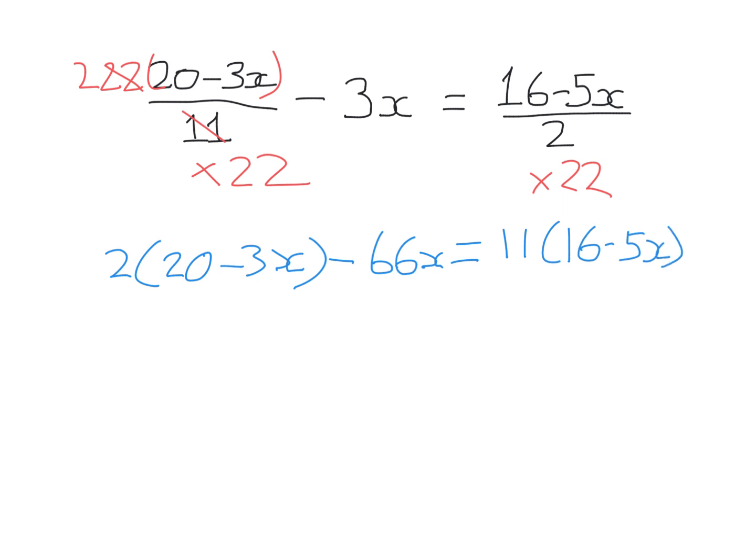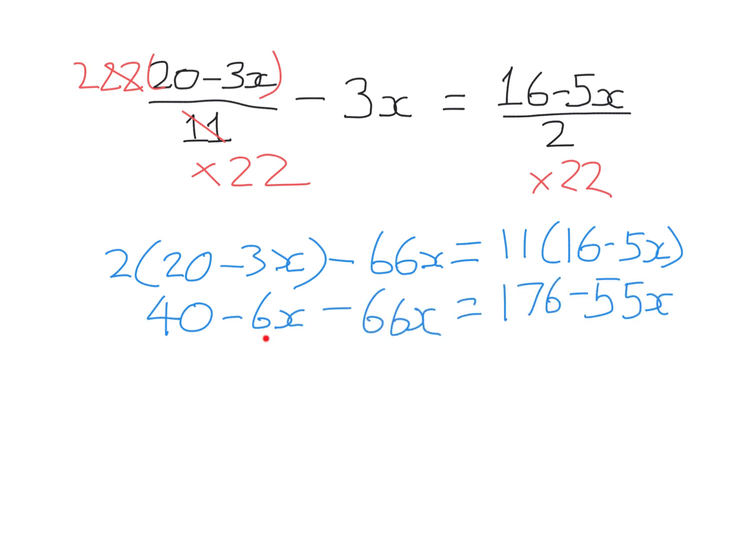Now I want to get rid of the brackets. I'm going to do that by expanding. So 40 minus 6x minus 66x and so on. I'll now collect these like terms here. So that gives me 40 minus 72x.